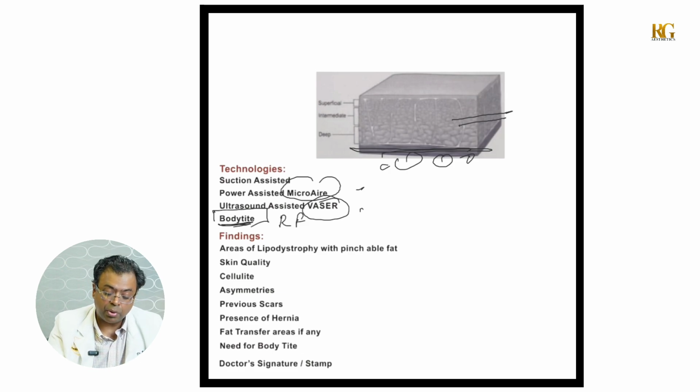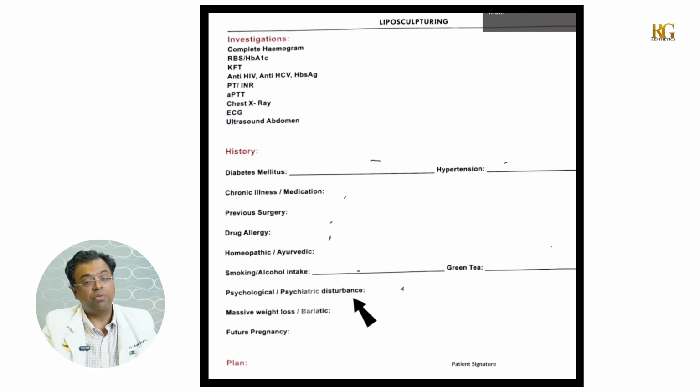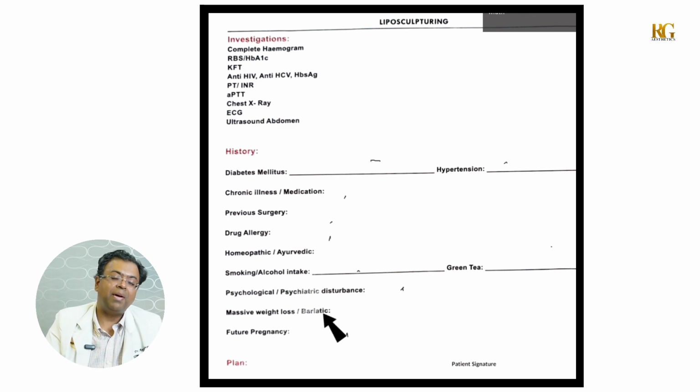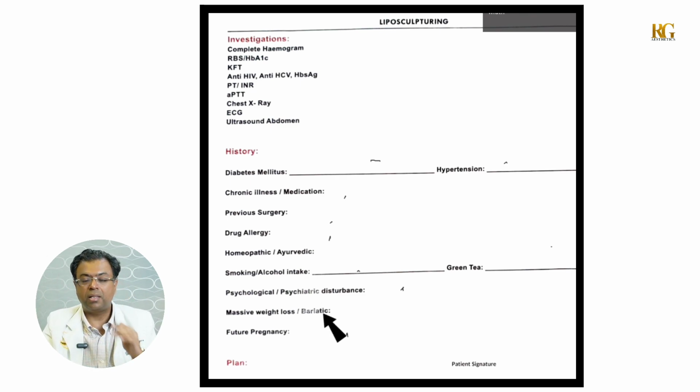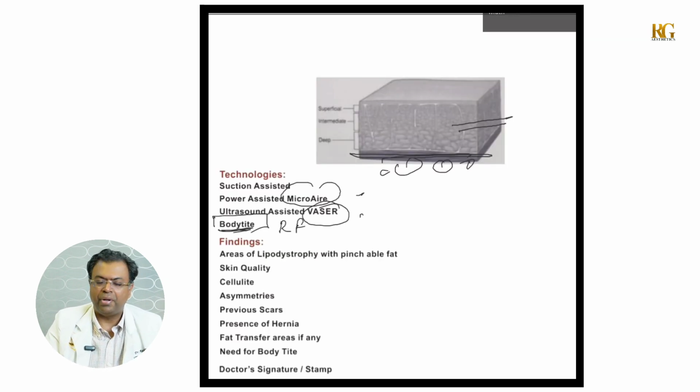We also ask about their history, whether they are diabetic, hypertensive, any long-term illness, any surgeries, any allergy to any medicines. If they smoke, if they take green tea. If they have any psychiatric, psychological illnesses. In case of females, whether they want more kids, pregnancies, and if they've had massive weight loss either by diet, exercise or bariatric surgery. Then we take them for examination.